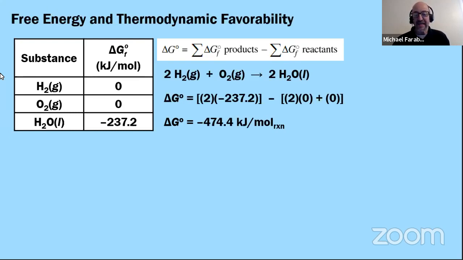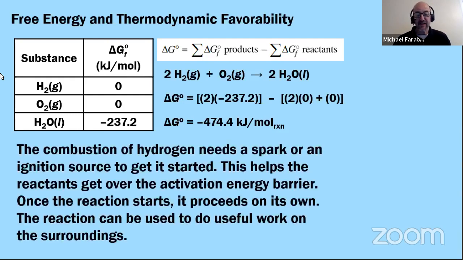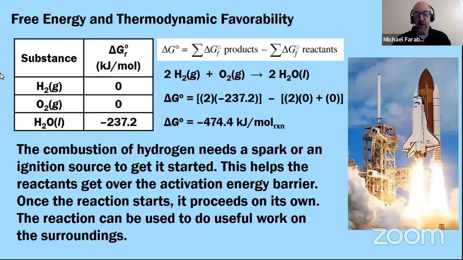Well, you may have heard of the Hindenburg airship that burst into flames. And again, hydrogen was inside the ship. You may have done experiments in your chemistry class involving a little popping sound as a test for hydrogen gas. Hydrogen, the combustion of hydrogen, although it does need a spark or an ignition source to get it started, is thermodynamically favorable. So once you can get the reactants over the activation energy barrier, which is what that spark is doing, then the reaction starts and it proceeds on its own. And one of the examples of free energy, how it can do useful work on the surroundings, is the launching of something like the space shuttle. So that's powered by hydrogen and oxygen. So obviously doing very useful work in that situation.